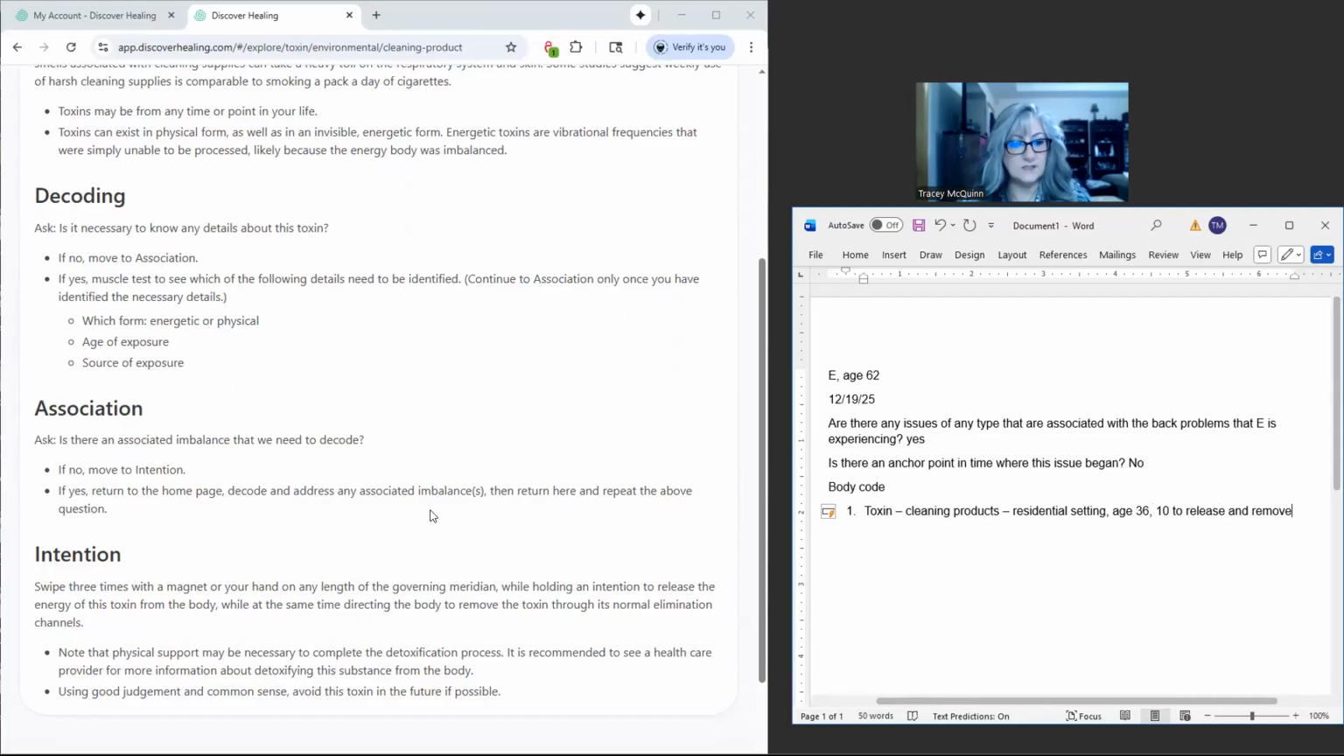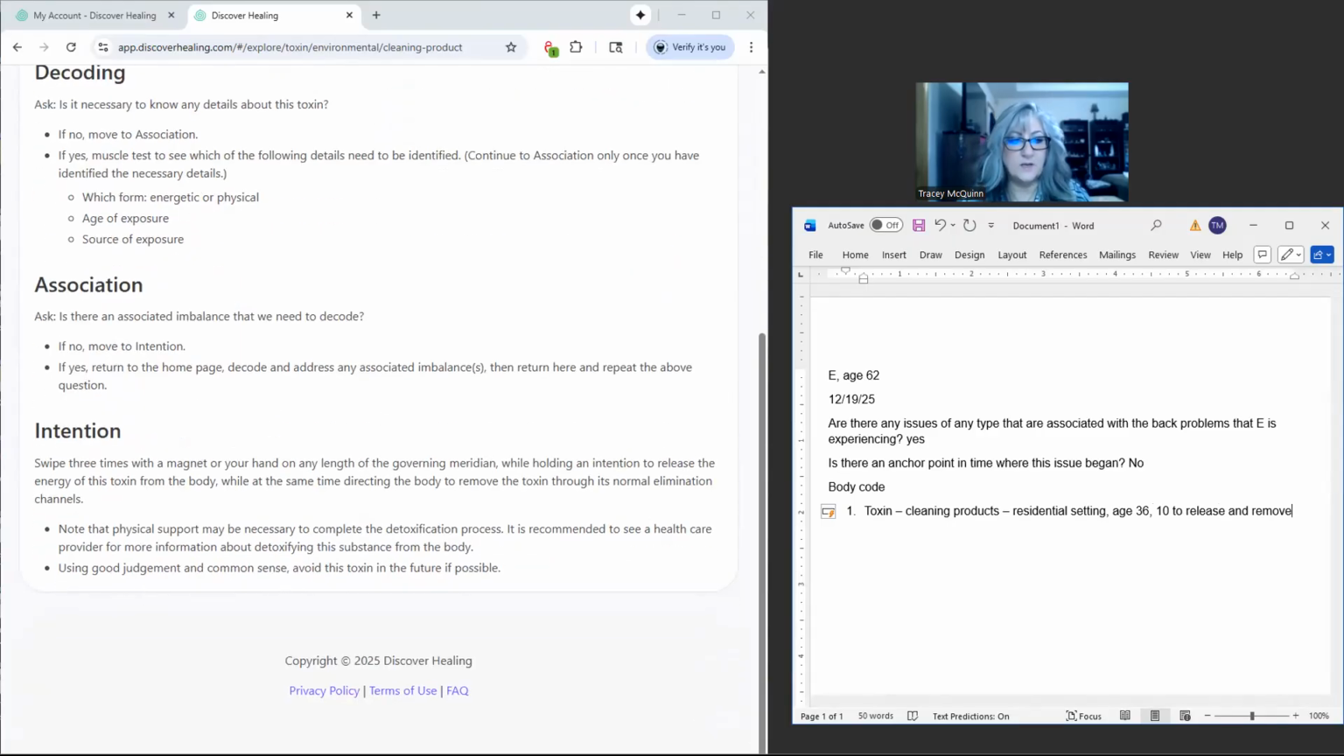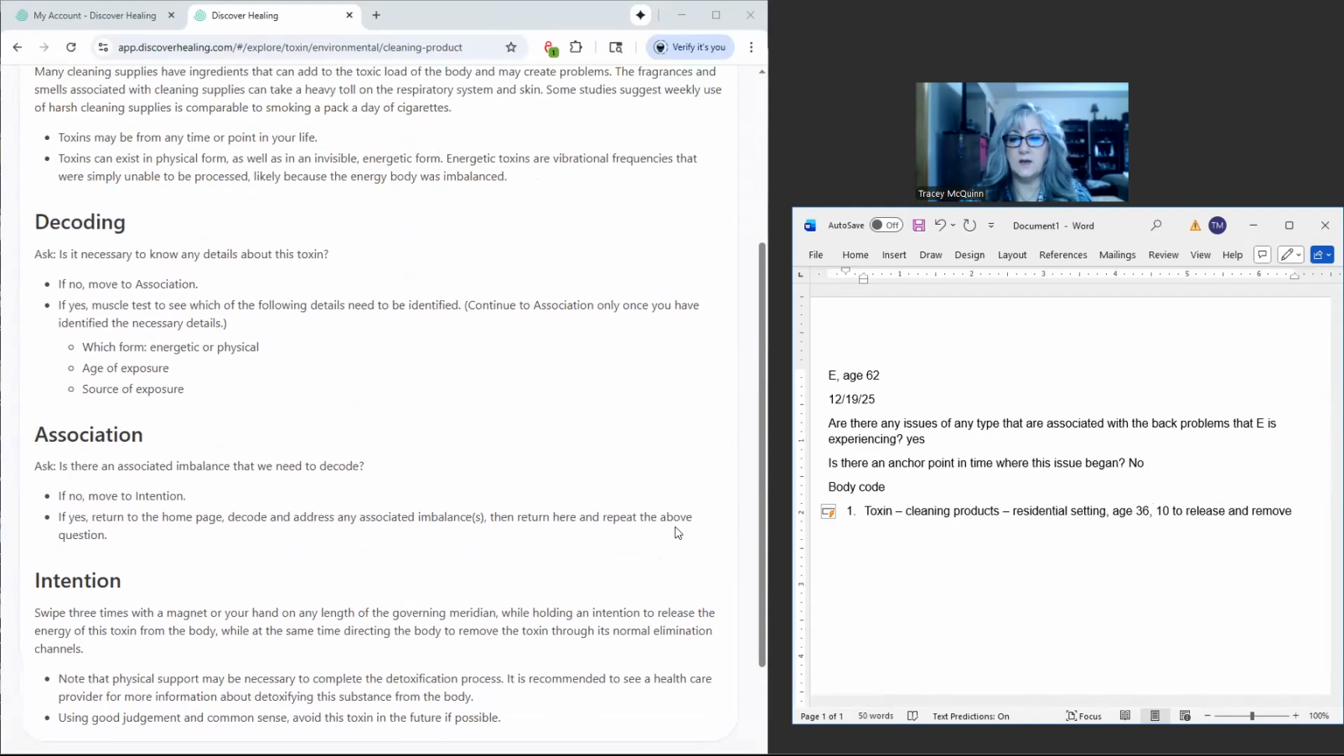So what I want to do, and the intention is always listed down here in your app if you're doing this yourself. Let's release that residential setting toxin, whatever that was, from his body and being, I used to say, and then ask his body to instruct his body to remove it through normal elimination channels. 1, 2, 3, 4, 5, 6, 7, 8, 9, 10. All right, did he release that successfully? Does his body need assistance removing that? No. Okay. We're staying in the body code for this, belief code, emotion code.